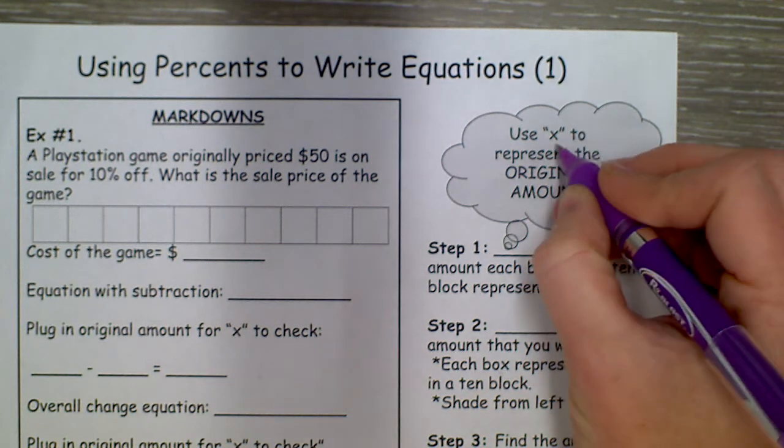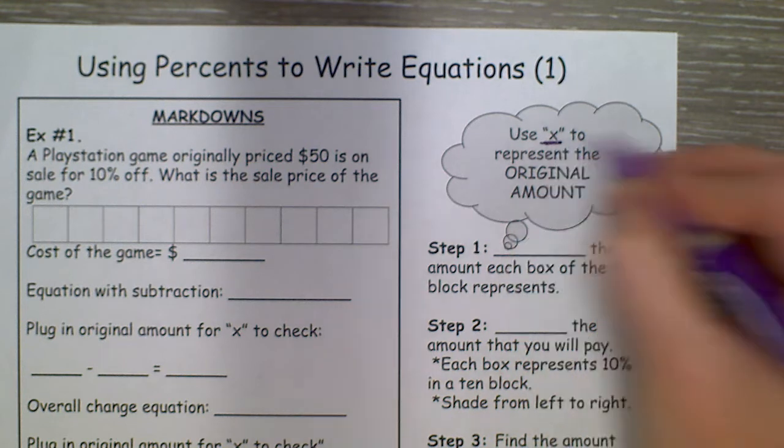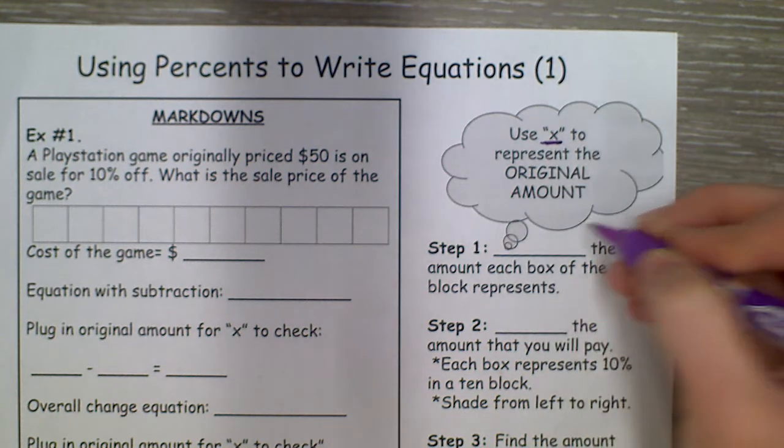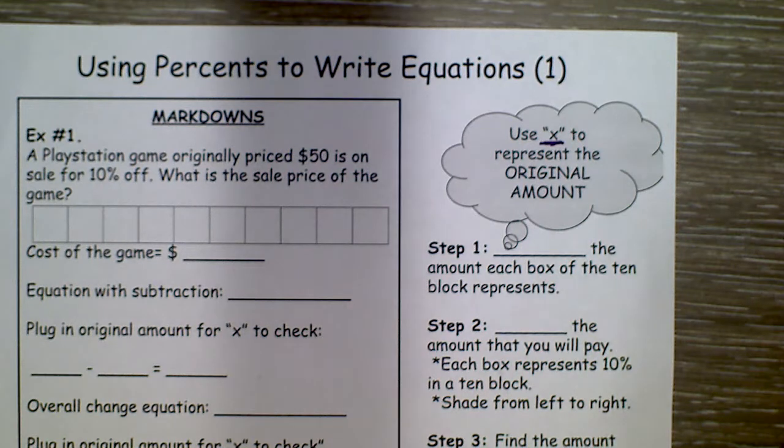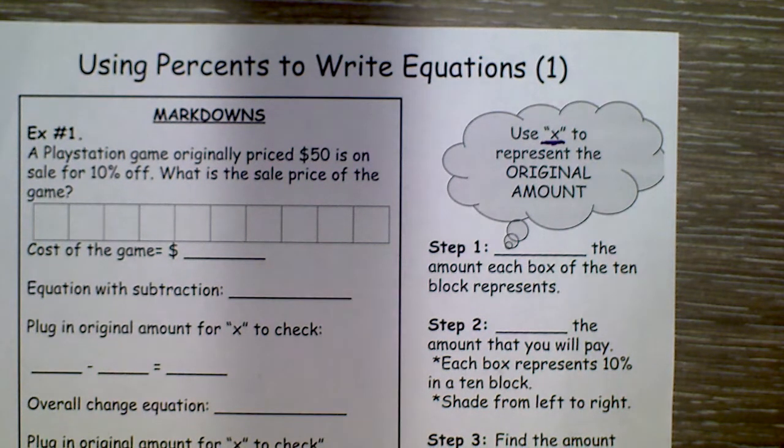The goal of all of this is to use x to represent any original amount. So even if you're not given the original amount, you can use x, plug in a given amount later, and find any different new price.